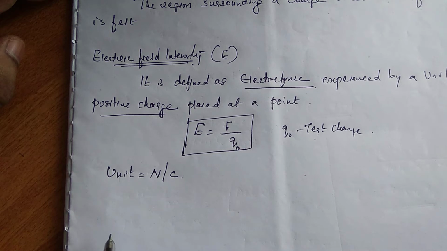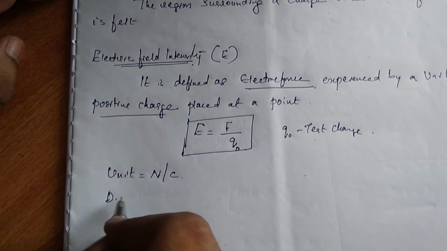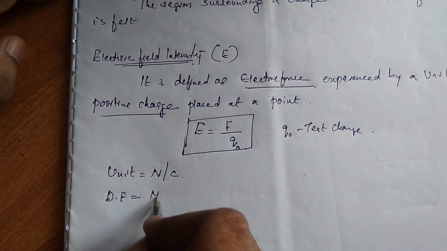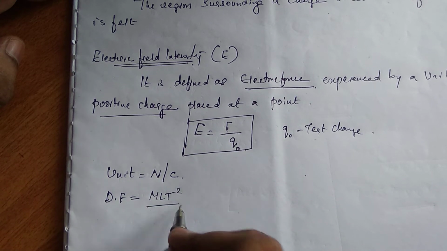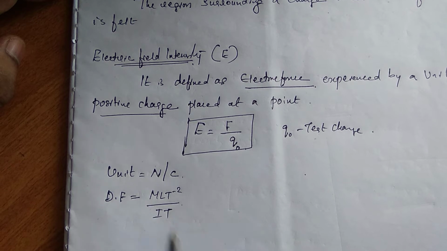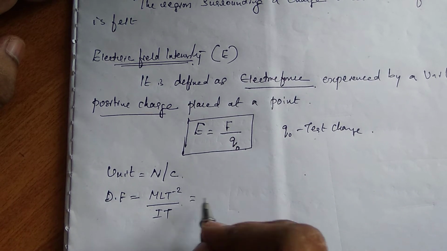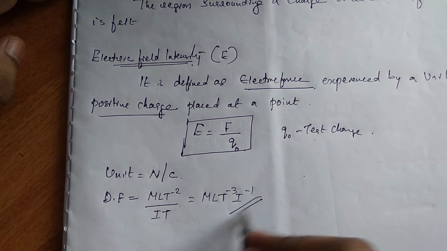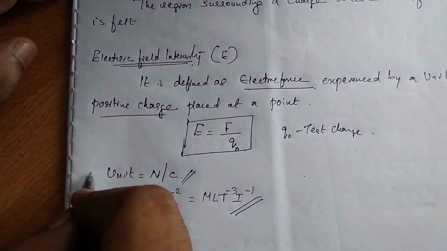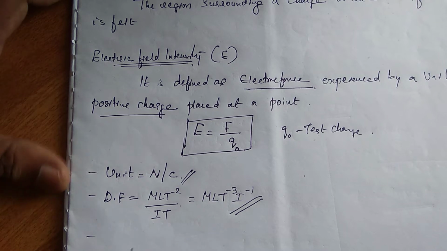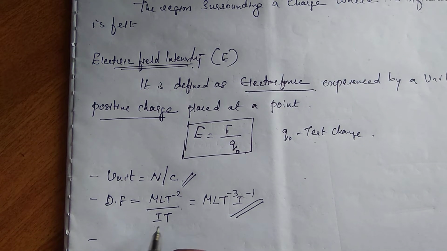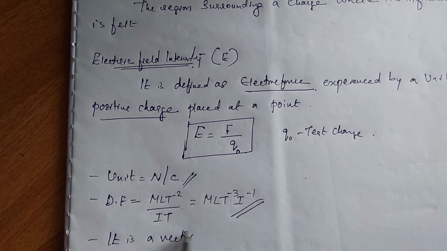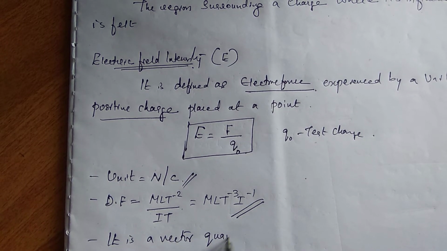Also the dimensional formula: for the force, M L T raised to minus 2, and for charge it is I T, so we get M L T raised to minus 3, I raised to minus 1. Also, next point, electric field intensity is a vector quantity.